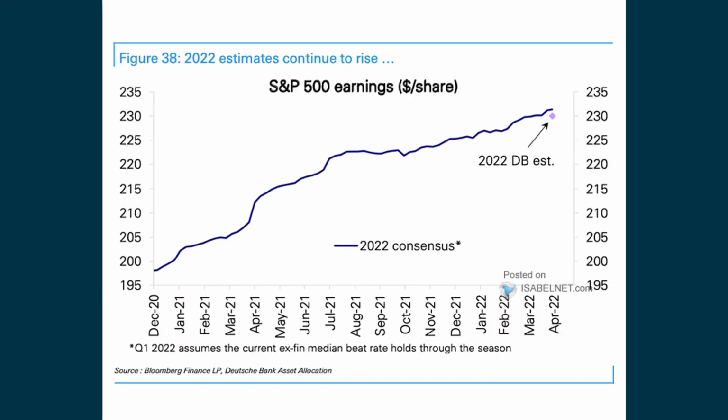Bloomberg posted something here about the earnings per share estimate. And they're still saying that we should be going up from here. And that's ultimately what drives stock prices. You've got to have the earnings behind the current value of the shares, or they're going to go down.